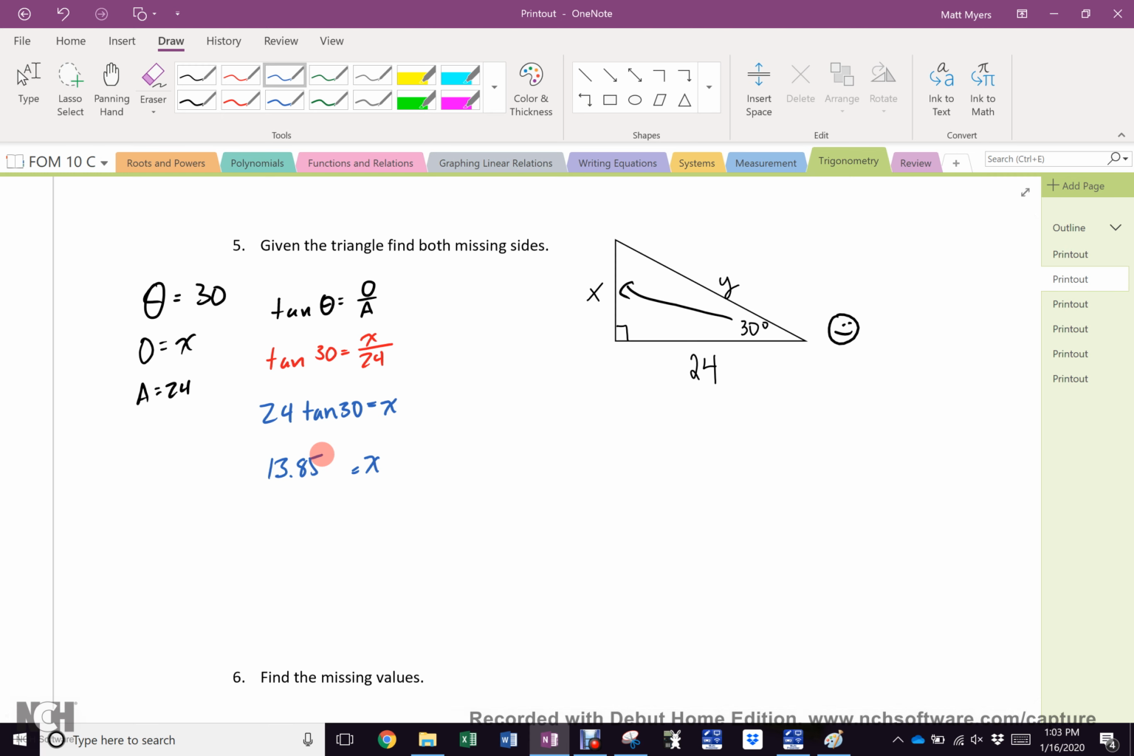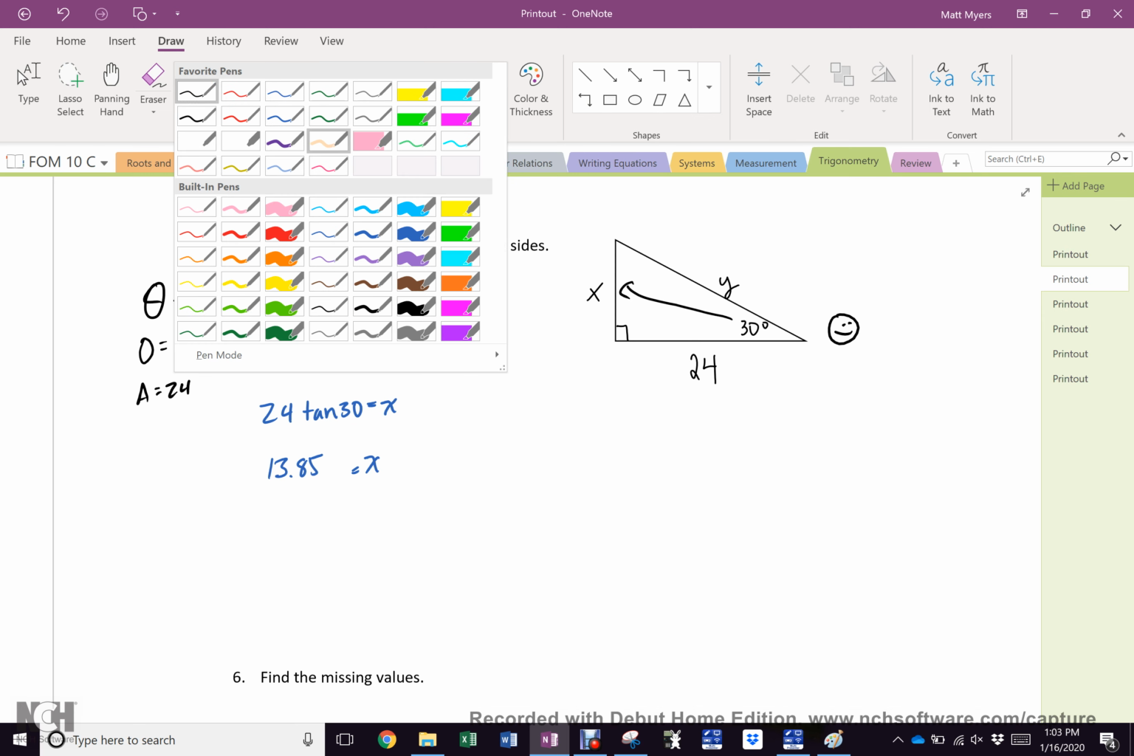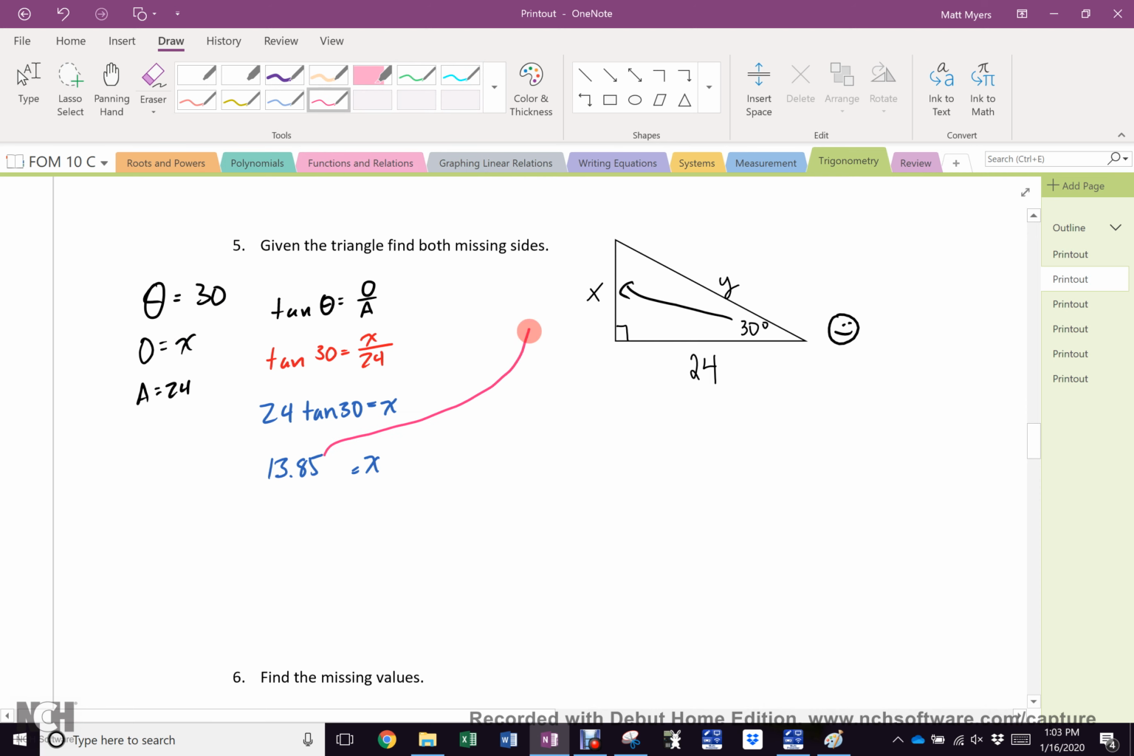Now, is it actually 13.85 or is the whole screen full? Whole screen's full, right? We've rounded this off. In the 10th grade, it is perfectly acceptable for you to take this number here and write it right there. That's okay. And then, how would we find the hypotenuse?